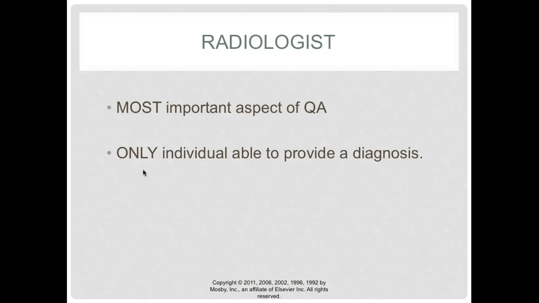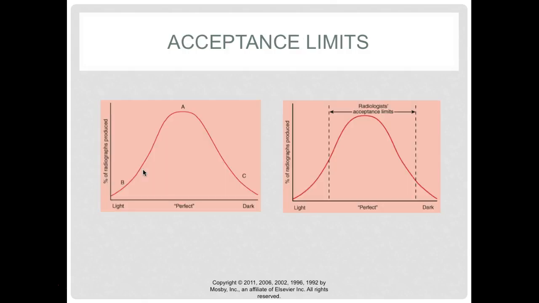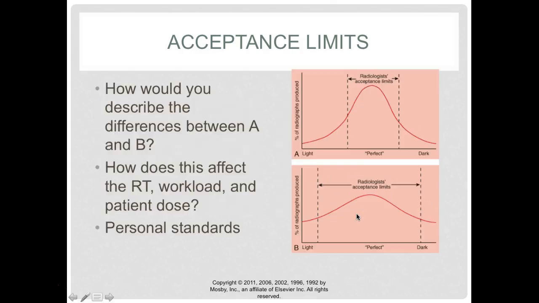So the radiologist is the most important aspect of QA. He's the only individual able to make a diagnosis, so they set the limits. Here you can see we have a light film, we have a dark film, and it's perfect here in the middle, and they draw the line. So when we talk about your EI numbers and are you in range, are you out of range, that's what we're talking about, is what the radiologist has determined.